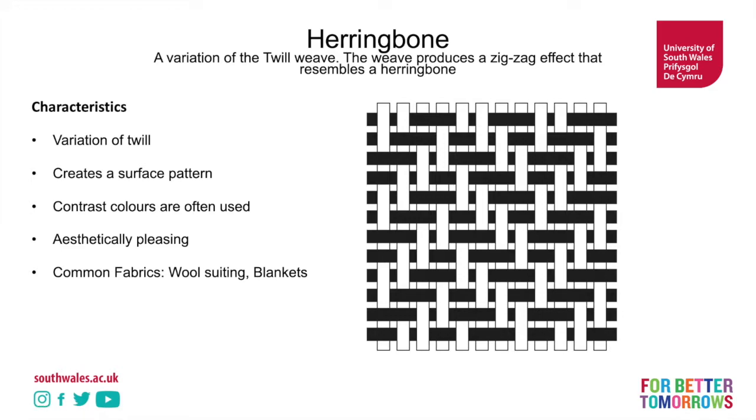Often, it'll be created using contrast colored thread, so you get a very aesthetically pleasing pattern out of it. And you'll find it in wall suiting and blankets because it is very strong. It creates lots of air pockets. So you can see lots and lots of weaving here, not big gaps like we have, say, in some of the basket weave. And the small gaps not only create a very strong surface, but also lots of space for air to get trapped. So in things like wool clothing, and wool suiting especially, it will mold around the body, but also keep the body very warm.